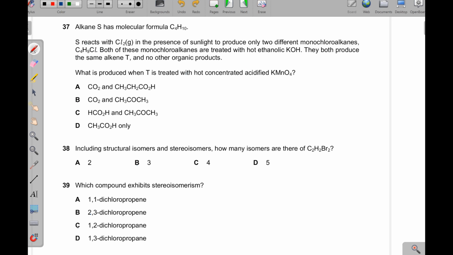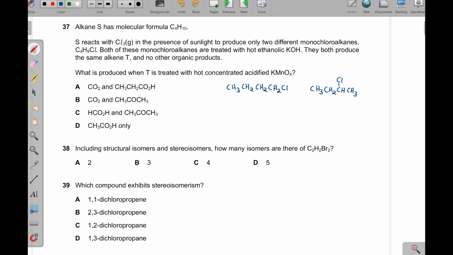I can have CH3, CH2, CH2, CH2, Cl. That is 1-chlorobutane. Then I can also have 2-chlorobutane, CH3, CH2, CH, and I put the chlorine here. Now putting a chlorine on this one is the same as putting it here. Another person may say the other one is CH3, then CH, then we put the chlorine here, then CH2 and then CH3. This one here is the same as this. These two are the same.